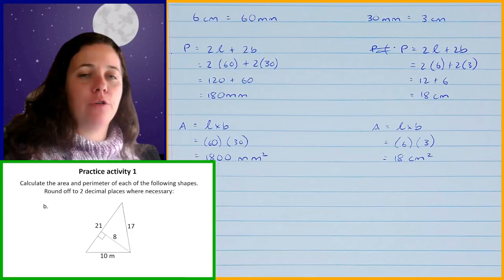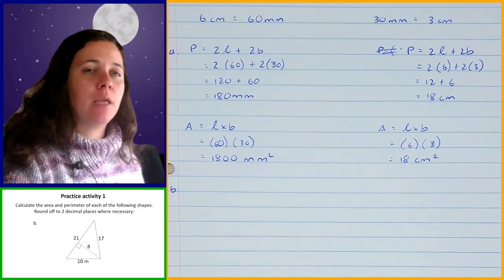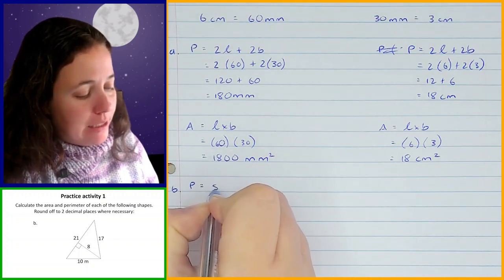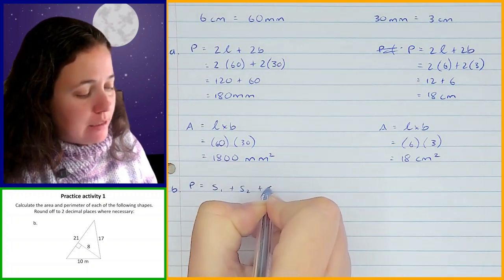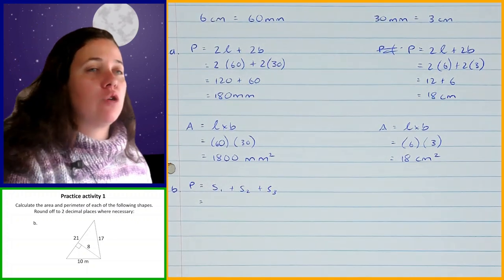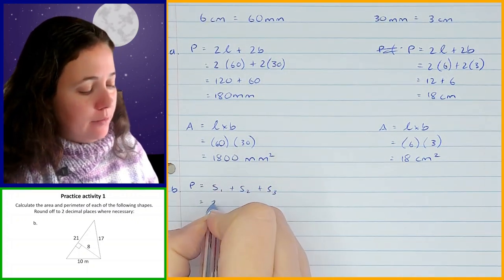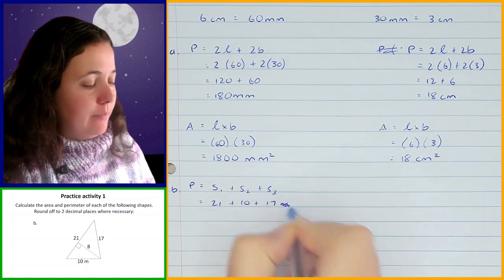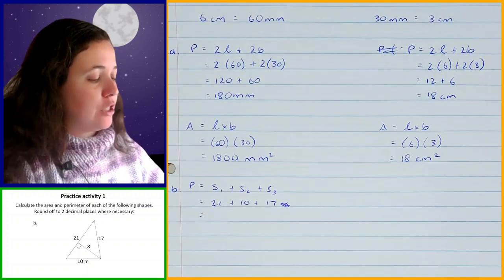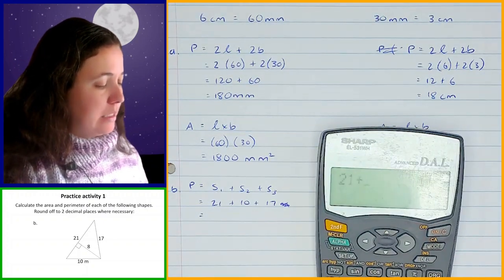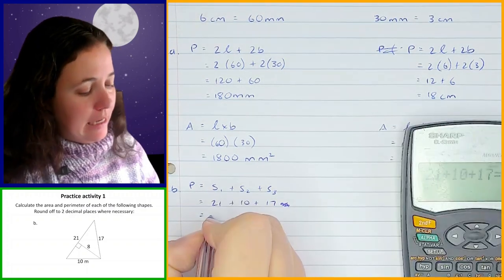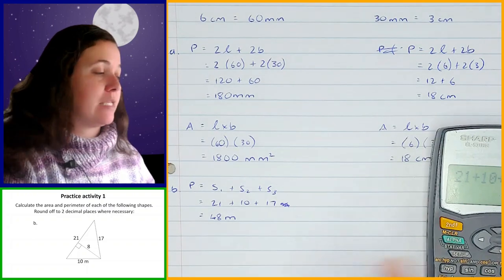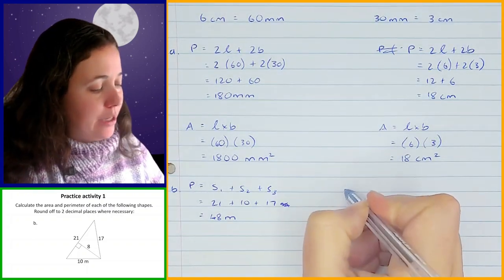Okay, so let's go through those. So for question B, we start off with our triangle. We're going to work out the perimeter by adding up all three sides, so side 1 plus side 2 plus side 3. The sides of the triangle in this example are 21 and 10 and 17 meters. We don't need to put them there. Okay, and then we're going to add those up. So that's 21 plus 10 plus 17 is 48 meters. Okay, so that's what you should get for your perimeter. Now let's go and have a look at our area.